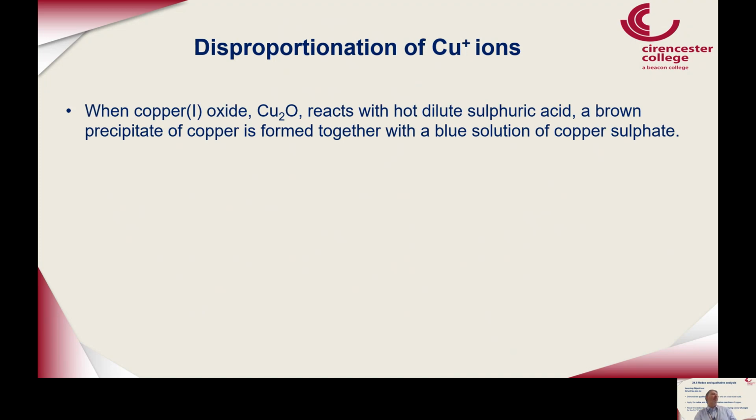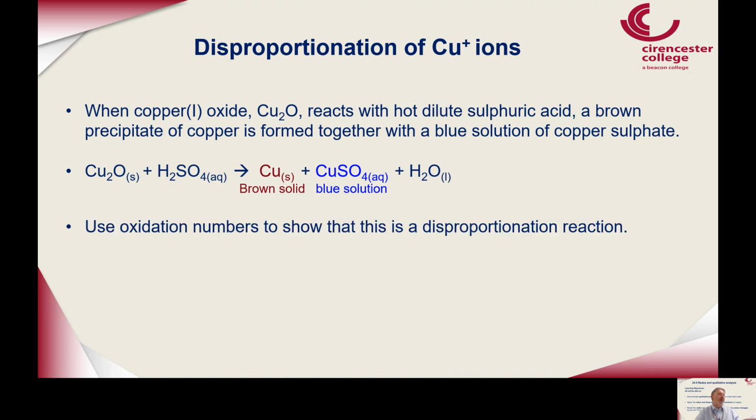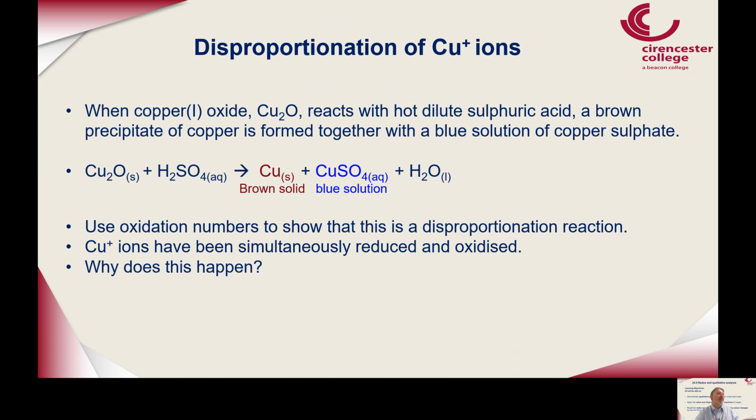Okay, so when we have copper 1 oxide, it can react with sulfuric acid. We get a brown, browny red precipitate of copper, and we also get blue copper sulfate solution. So that is disproportionation. We've got here +1 becoming 0, and here +2. Okay, so the copper's gone both up and down. You can use oxidation numbers to show that. Copper ions have been reduced.